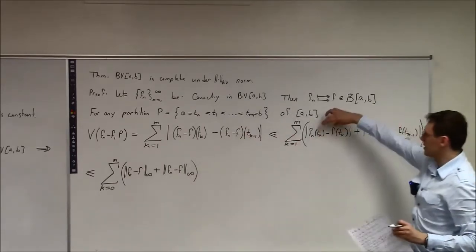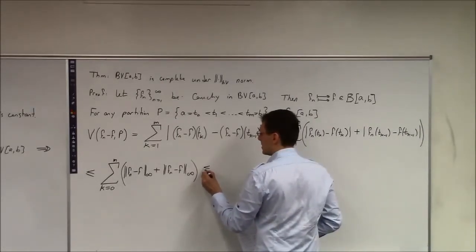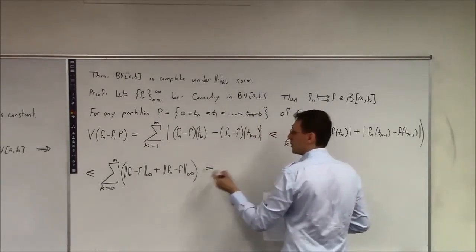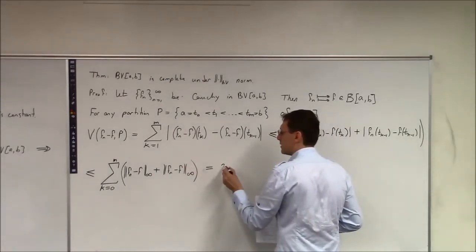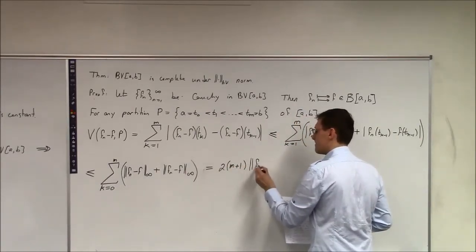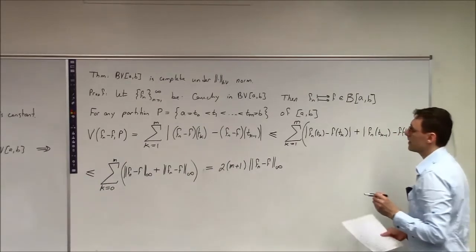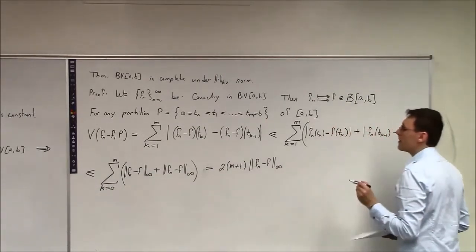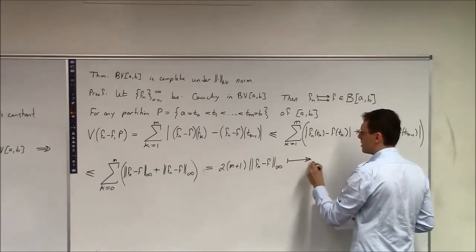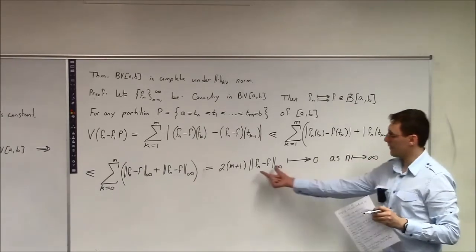So instead of having those t_k's, I just replace each term by a sup norm, thereby increasing the sum. This is less than or equal, or in fact equals to, how many copies we have? We have m plus 1, so it's going to be 2 times m plus 1 times the sup norm. And this goes to 0 as n goes to infinity, because we have uniform convergence.